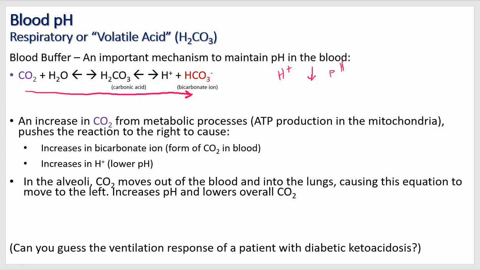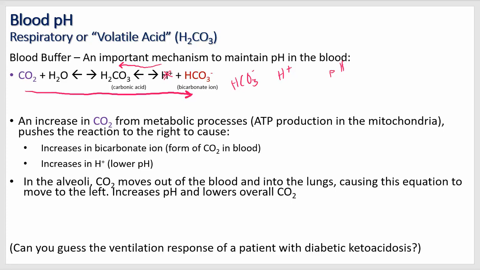But we also know that bicarbonate can act as a base. So if you start adding bicarbonate, it will occupy these hydrogens and move the equation to the left, and your pH will go up. Adding bicarbonate causes your pH to go up. Adding carbon dioxide will produce more hydrogen, which causes your pH to go down. Or you could just add hydrogen, and that would also cause your pH to go down.